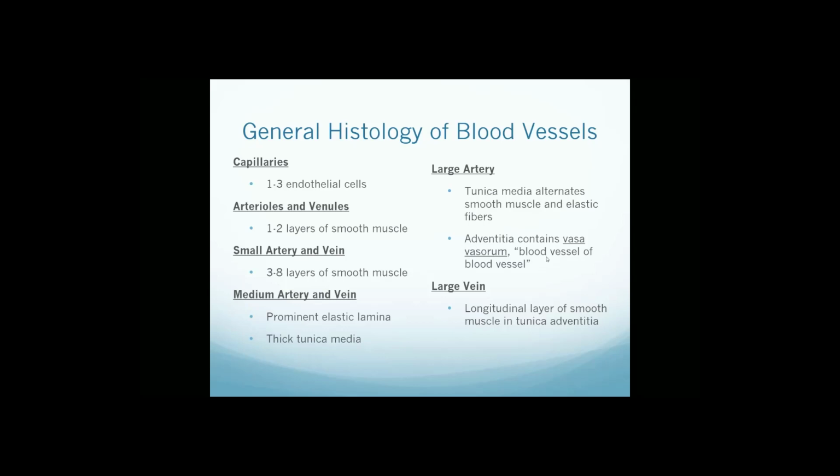We additionally have these vasa vasorum within the adventitia of large vessels that you can usually see. And if you look at cadaveric images, sometimes you see little white striated vessels on the outside of the blood vessel. Those are basically vasa vasorum, which means blood vessels of blood vessels, which are kind of cool. So you see those on the large arteries. And in the large vein, you have longitudinal smooth muscles in the tunica adventitia. So you usually don't see smooth muscle in the tunica adventitia like you would in the rest of the regions.